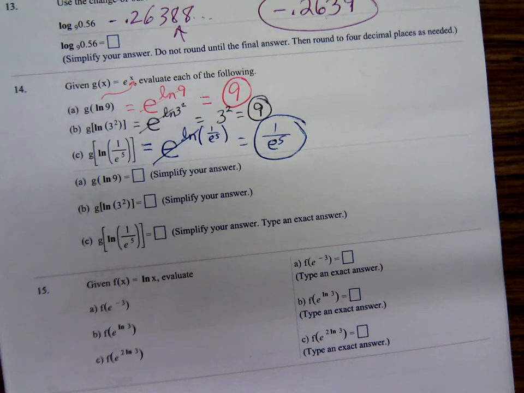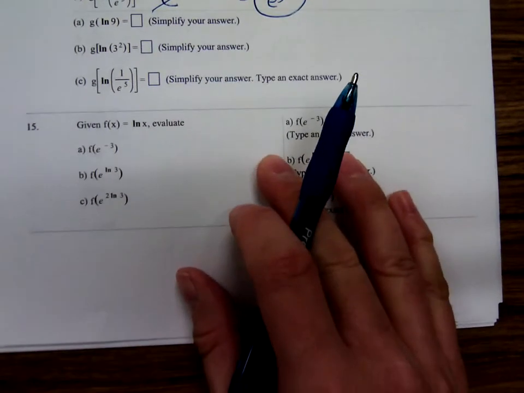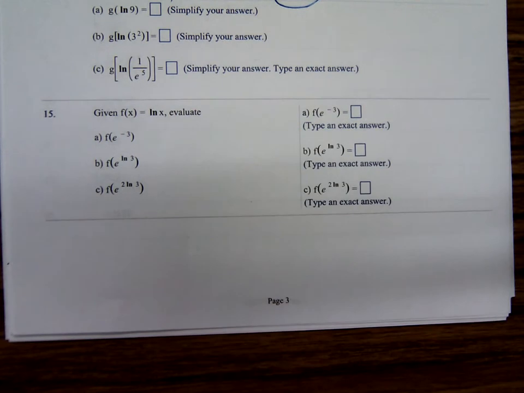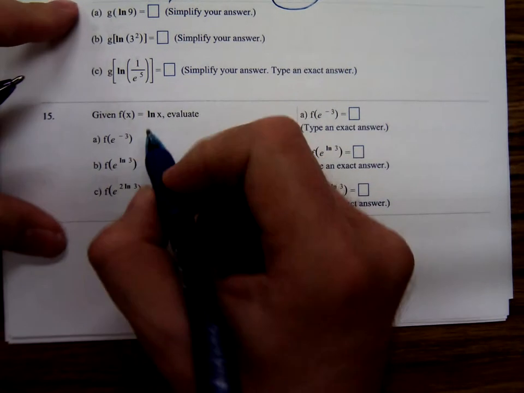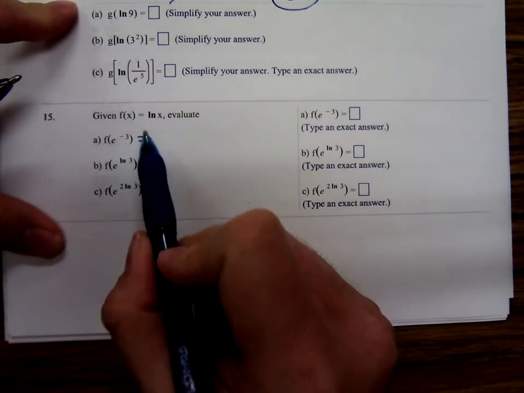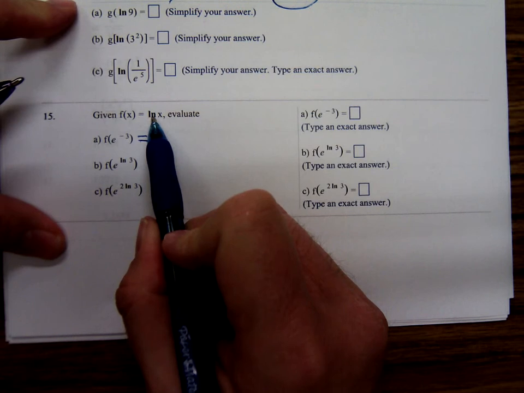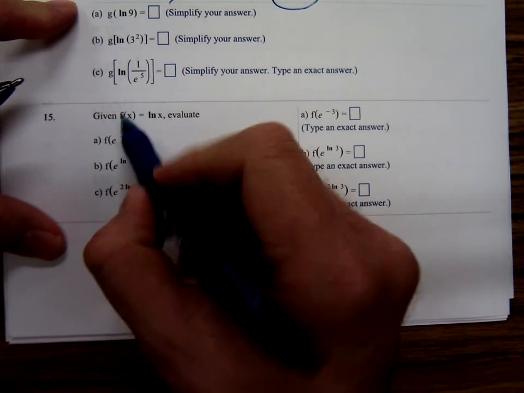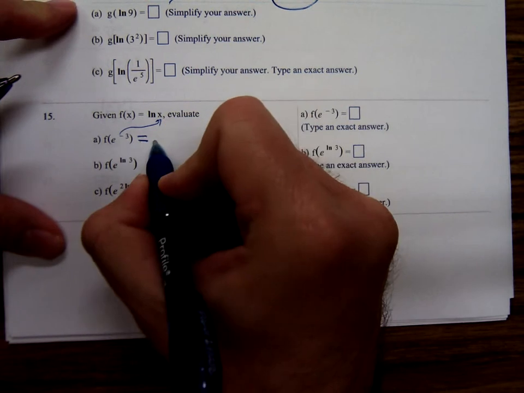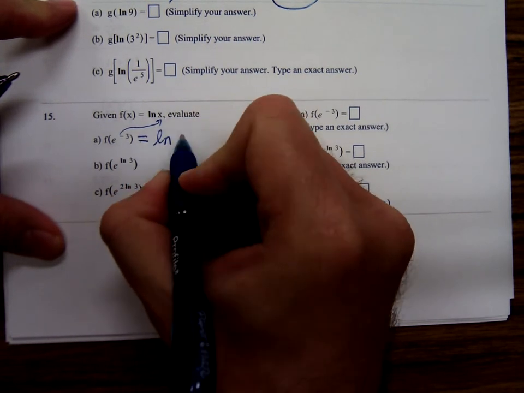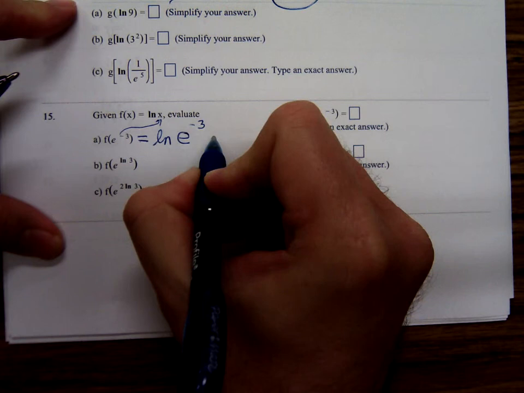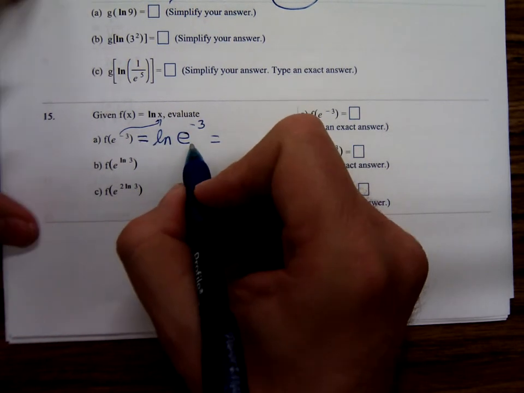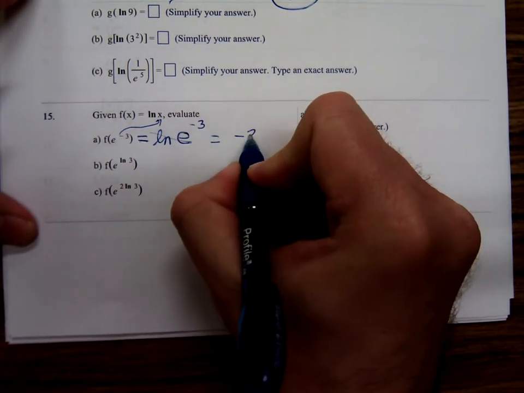Now on problem number 15, it's very similar. Let me move it up. Given f of x equals ln x, find all of these. Well, whatever's inside these parentheses, we're plugging in for x. So we're going to have an ln, and in place of the x, e to the negative 3rd. The e and ln, when they're side by side like that, cancel out. So we have a negative 3.